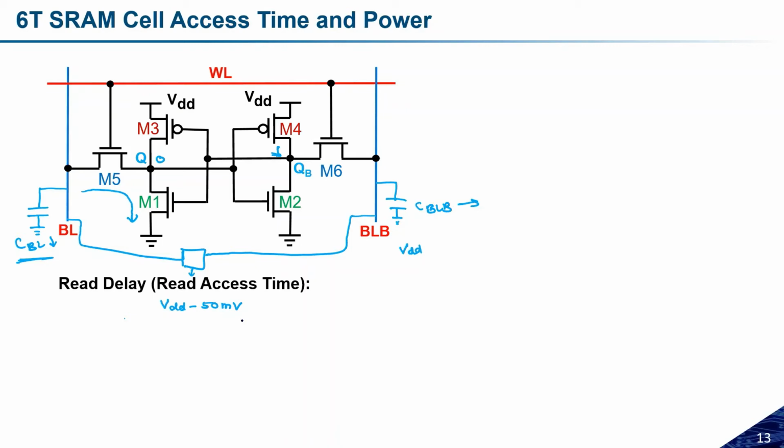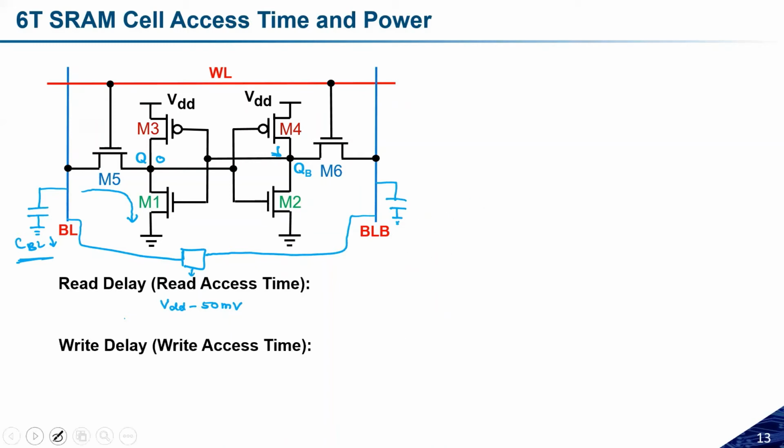Okay, so this is how we can calculate the read access time. Similarly, suppose the QB is equal to 0 and the Q is equal to 1, then we have to consider the discharging of this CBLB. It's not that much difficult actually.